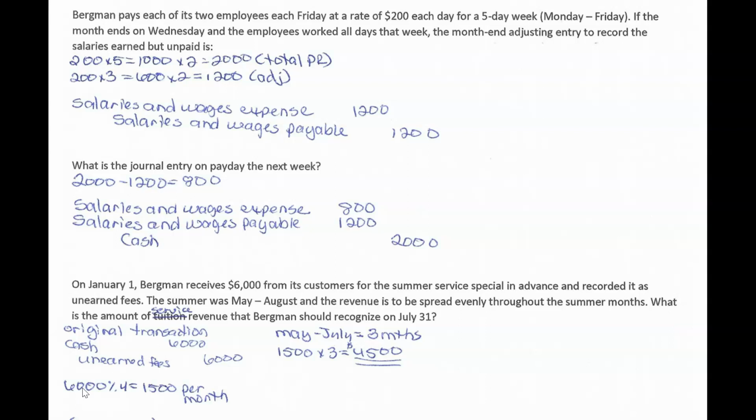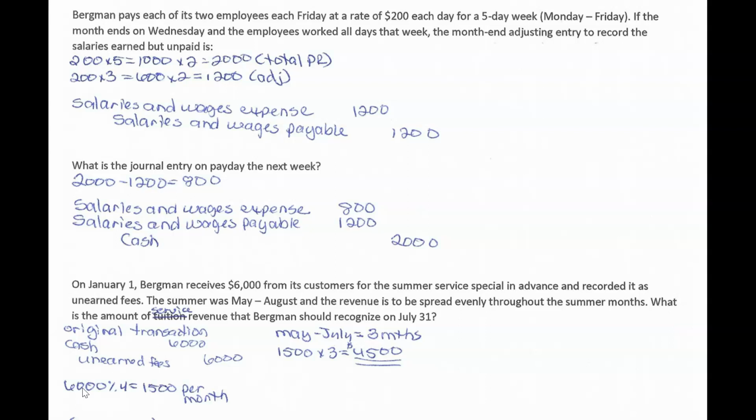Okay, the next one. On January 1st, Bergman receives $6,000 from its customers for a summer service special in advance, and it recorded it as unearned fees. The summer was May through August, which is 4 months long, and the revenue is to be spread evenly throughout the months. What is the amount of service revenue that Bergman should recognize on July 31st?